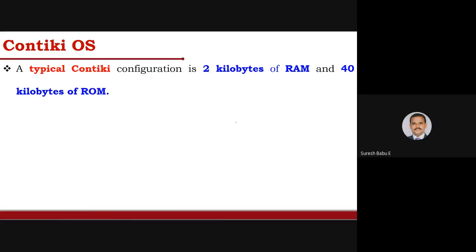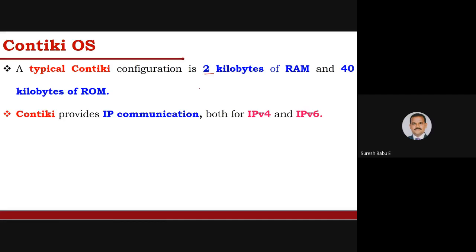Now, what are the configuration requirements for Contiki? If you want to install, we require 2 kilobytes of RAM and 40 kilobytes of ROM. And because we are interested in communication of various sensor devices to the internet, we require IP communication. It supports both IPv4 as well as IPv6 at the same time.